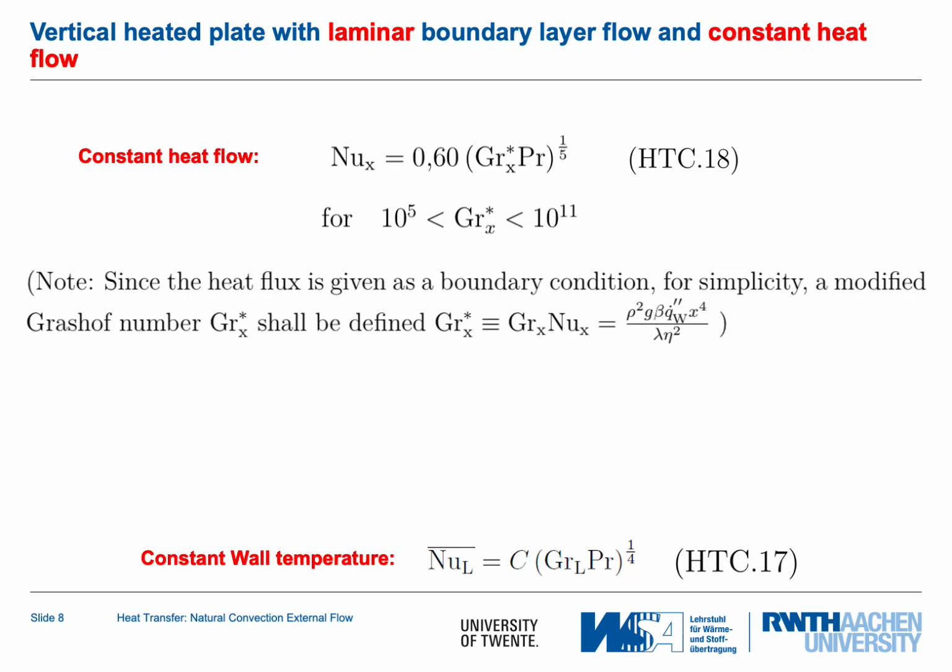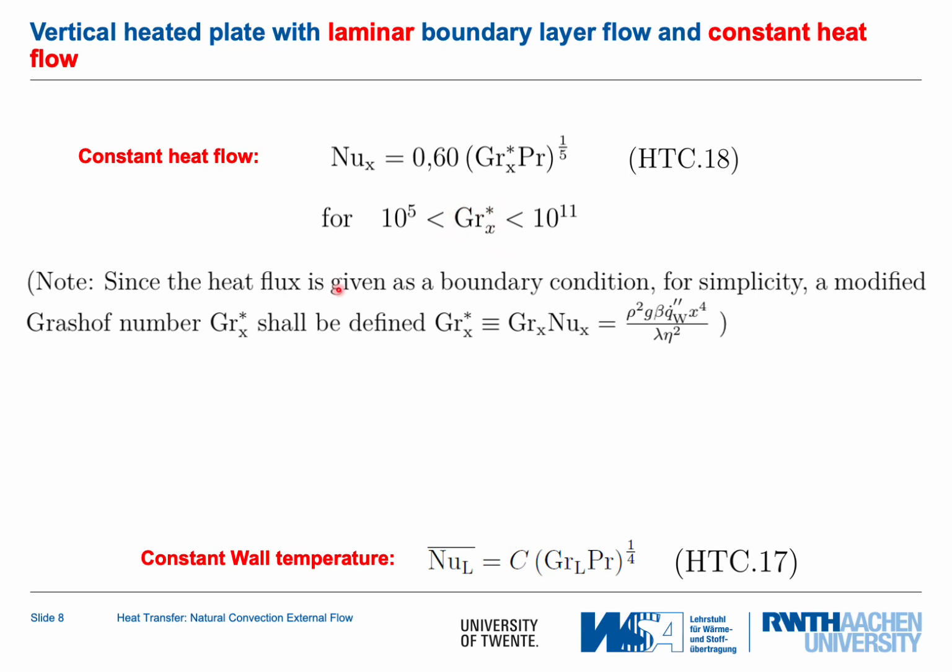The next case we can look at is the vertical heated plate with a laminar boundary layer, but now we have a different boundary condition. That is, we have a condition where the heat flow is constant. And for a constant heat flow, the expression for the local Nusselt number is 0.6 times Grashof Prandtl, which is the Rayleigh number, to the power 1 over 5, and we see that here the heat transfer coefficient is thus smaller. The expression is valid for a Grashof number between 10 to the power 5 and 10 to the power 11.